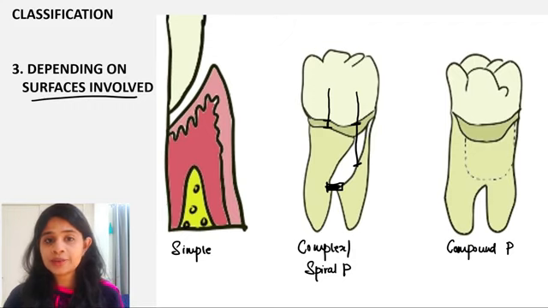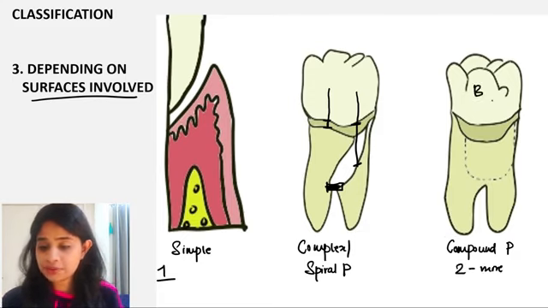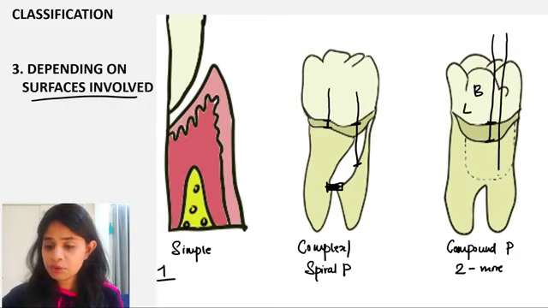So a compound pocket involves two or more surfaces. A simple pocket involves only one surface, whereas a compound pocket involves two or more. So here, if this is the buccal surface and I insert a periodontal probe, then this will be my reading. Whereas if it is on the lingual side and I insert a periodontal probe, then this will be my reading. So a pocket that involves more than one surface is called a compound pocket.